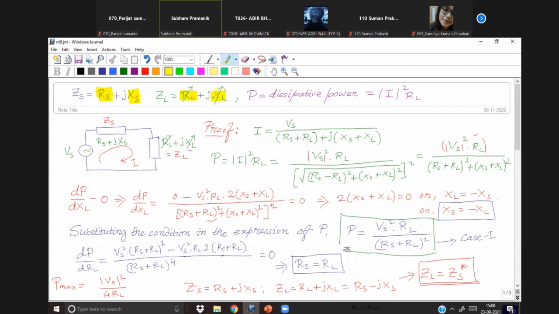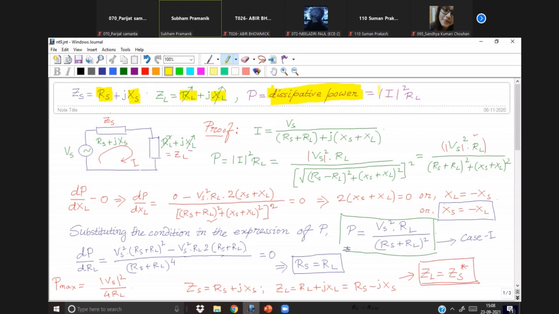So the statement says that in this case, where the resistive part and the reactive part can both vary separately, maximum power transfer will occur when the load impedance is the complex conjugate of the source impedance. Let's see the proof. Let me remind you again that power means the dissipative power. By the term power or average power, if the power consumed in the load or delivered to the load is required, then we mean the dissipative power.